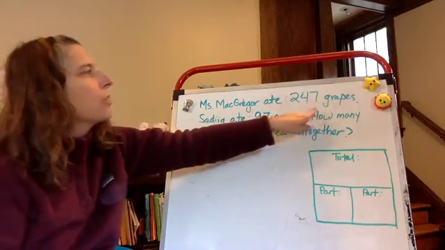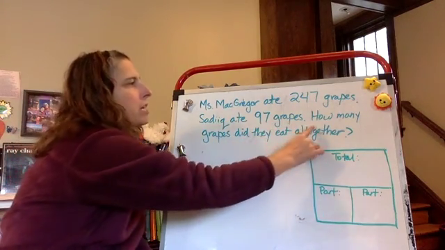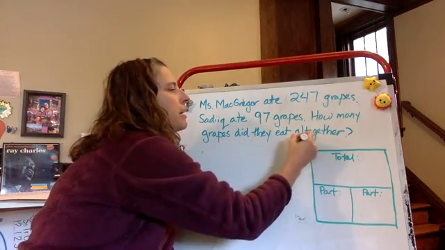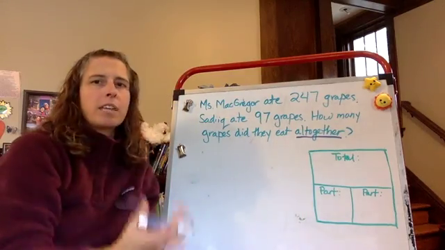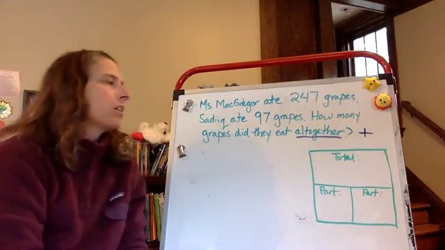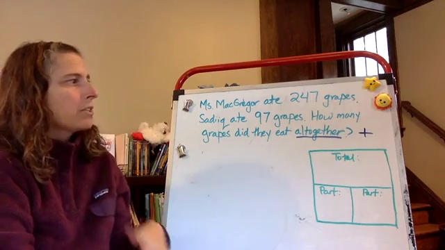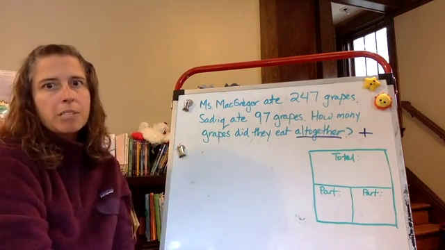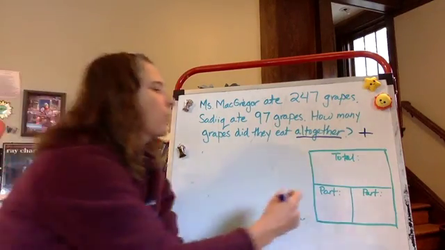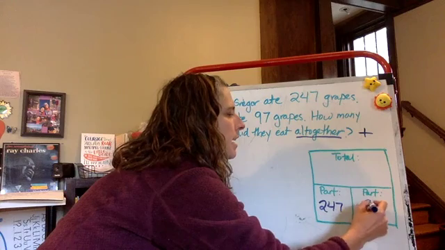Miss McGregor ate 247 grapes. Sadiq ate 97 grapes. Okay, so now I kind of know the amounts. How many grapes did they eat all together? That word all together is telling me they're asking me how many do they have in the total amounts. So it's telling me right there, I know that I'm going to need to add when I try to solve this problem. So already I know a lot of information. I know I have two amounts. I'm going to need to add them to find out the total amounts that we have together. So I know my two parts that I'm going to add together to get the total are, one of the parts is 247, and the other part is 97.